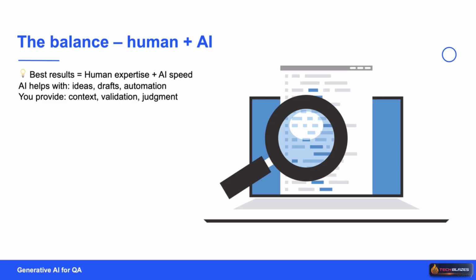The best approach is to combine your expertise with AI's speed. Let AI do the boring parts, generate drafts, test data, documentation, or quick code snippets. But use your experience to check if it actually makes sense. Think of AI as your co-pilot. It helps you fly faster, but you're still the one holding the controls. That's where the real value comes from. The combination of automation and human judgment.